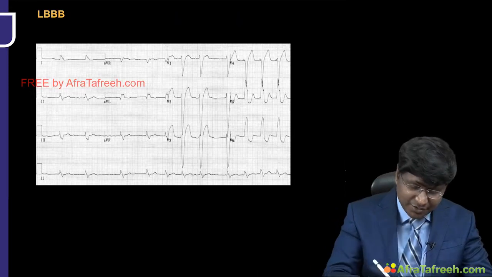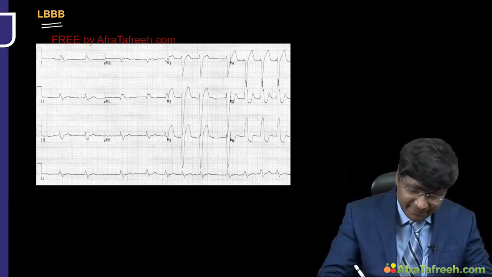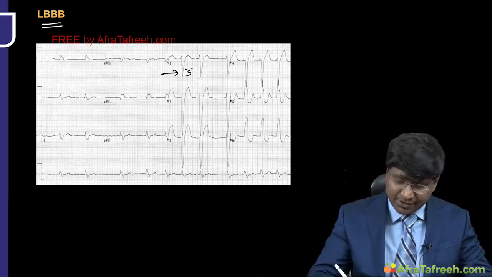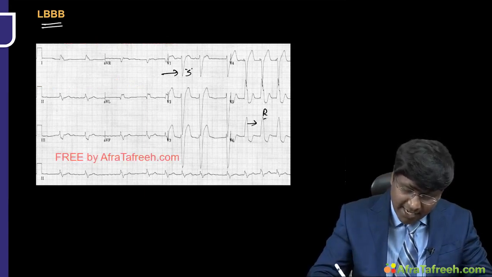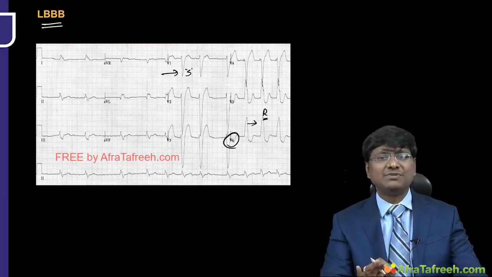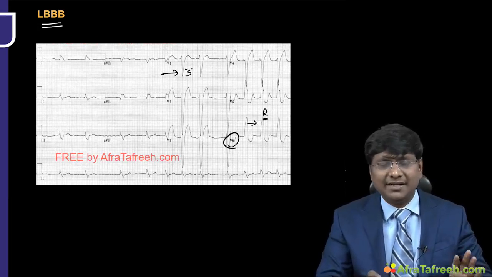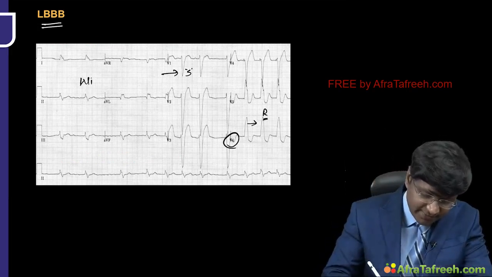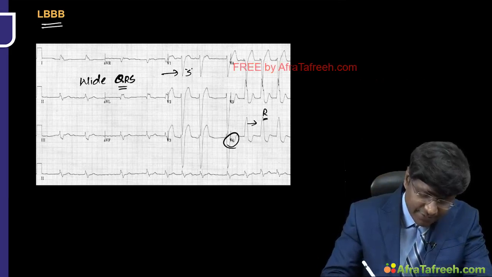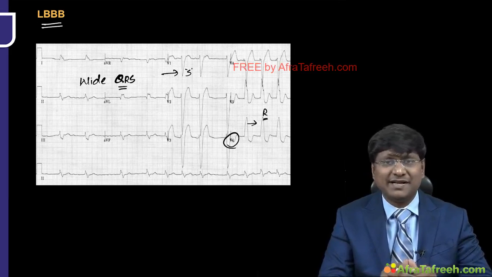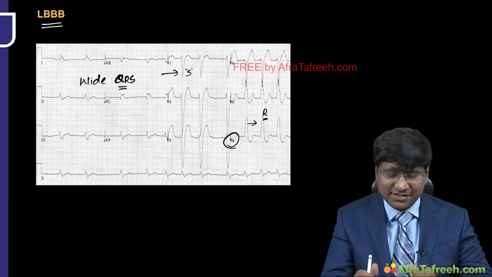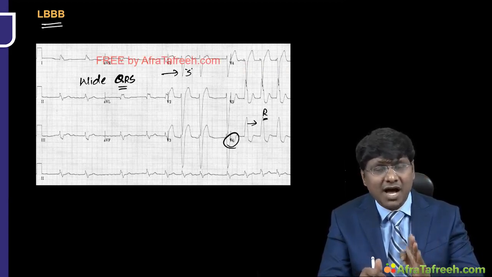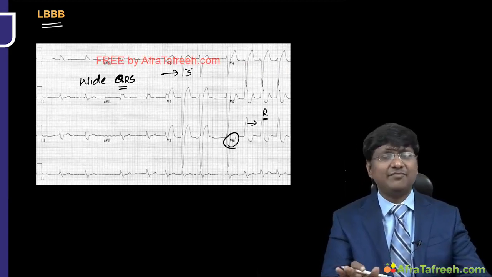Now, let me show you the ECG of LBBB. In LBBB, you will have a deep and broad S wave in V1 and a tall, broad R wave in V6. And in left bundle branch block, what is the very important manifestation? The development of the wide QRS complex. That is the earliest manifestation. And the other manifestations we have discussed just now: deep, broad S wave in V1, broad, tall R wave in V6. That is what you will see in left bundle branch block.